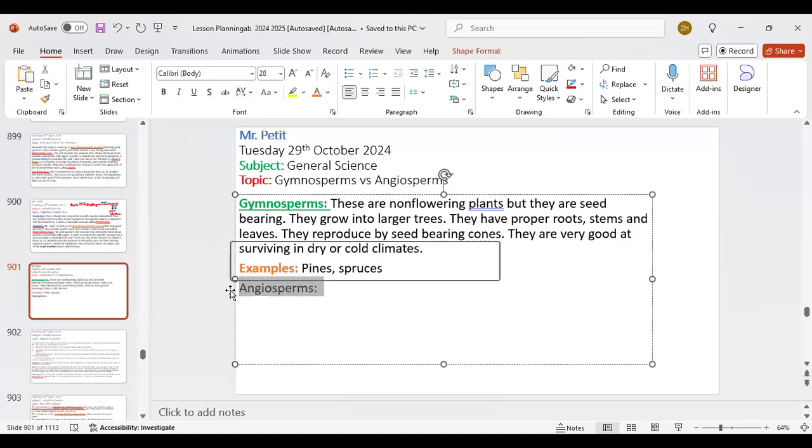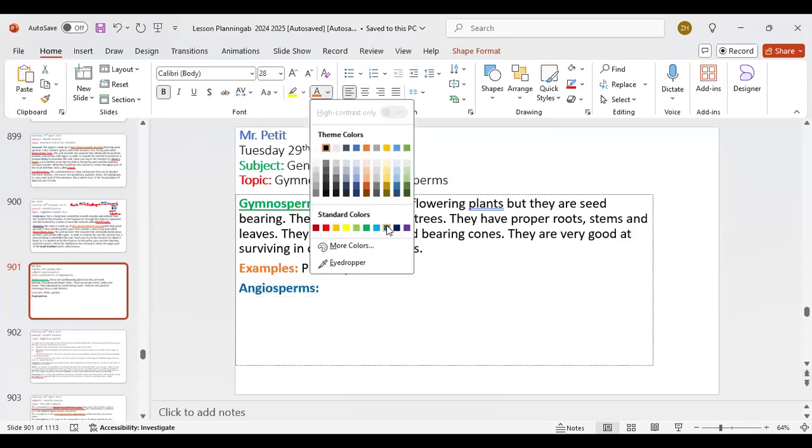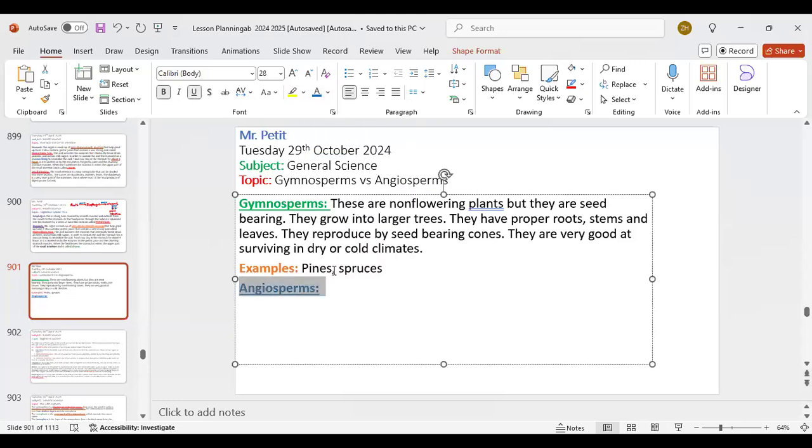So angiosperms. These are called flowering plants. So another word for angiosperms is what? Flowering plants. Flowering plants, very good.